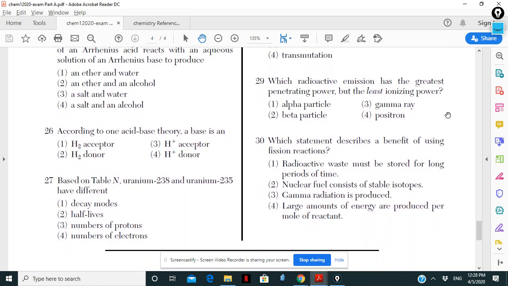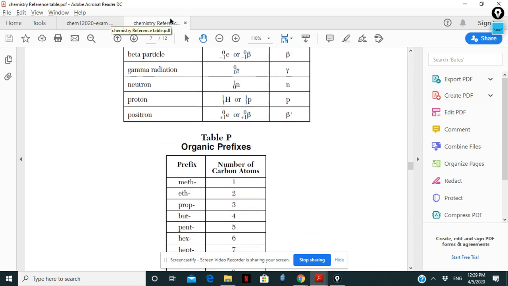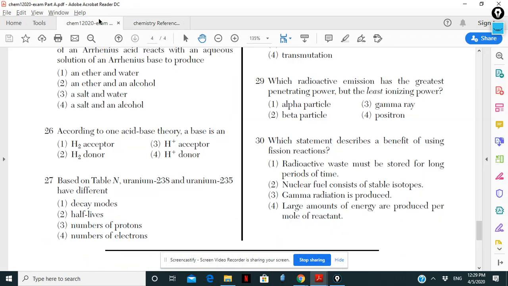Which radioactive emission has the greatest penetration power? The power means energy. Let's see if the reference sheet has any clue about this one. Alpha particles are the nucleus of helium. Beta particles are electrons. A positron is a particle. But gamma rays are energy, so they have the highest penetration power and the least ionization power.